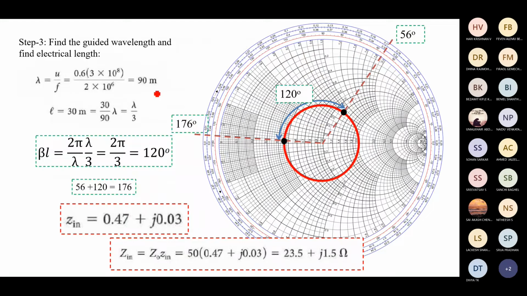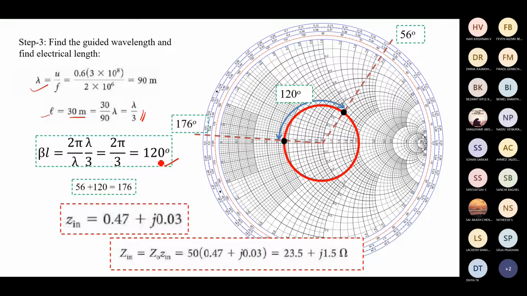The second method is we have to calculate the lambda value, and we can calculate the physical length. We just have to divide the overall 30 meter by lambda, and you will get lambda by 3. So lambda by 3 is 120 degrees. You can calculate by either means. This is a very common method people follow. So we got beta L.